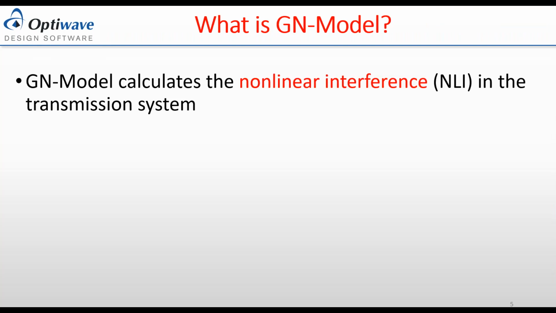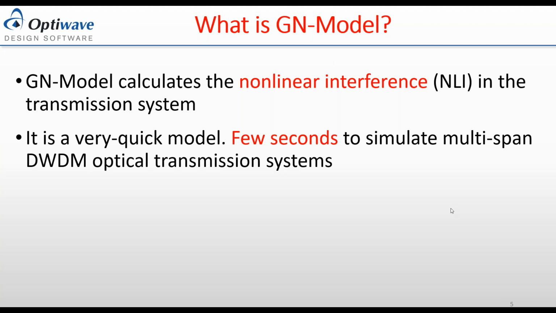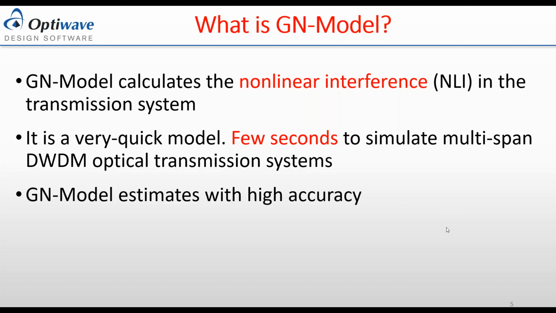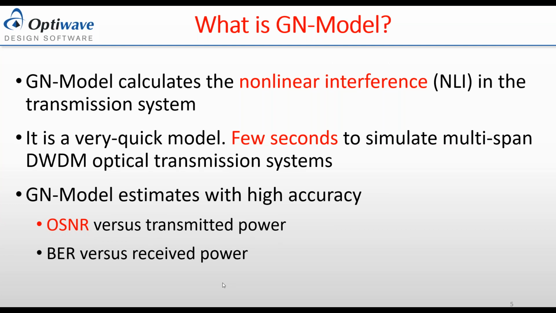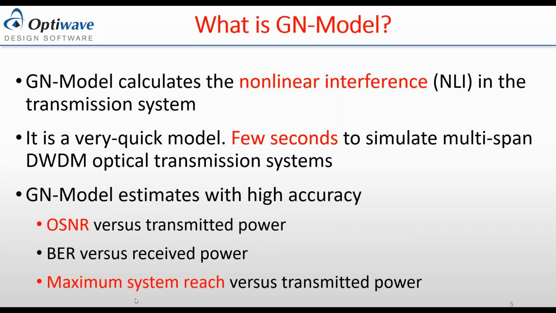So, what is the GN model? The GN model calculates mainly the nonlinear interference in the transmission link, and the calculation is actually very, very fast, a few seconds, where we can simulate multispan DWDM optical transmission, as we said earlier. The GN model has a very high accuracy, and it can display results as OSNR out of the system versus transmitted power, bit error rate versus received power, and maximum system reach versus transmitted power.